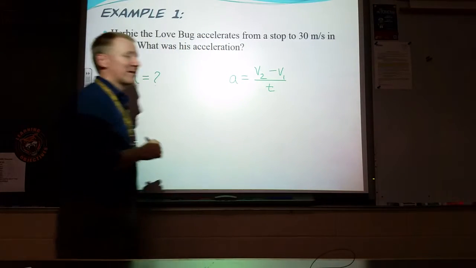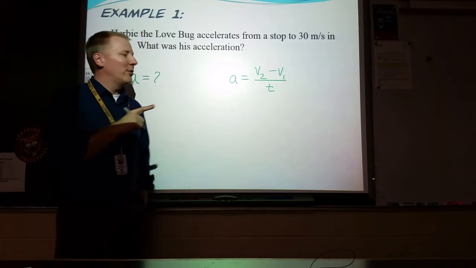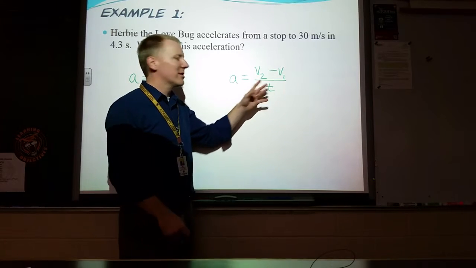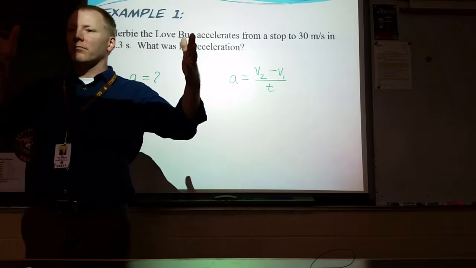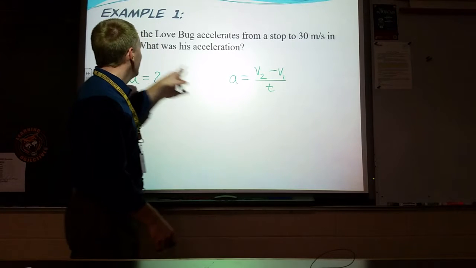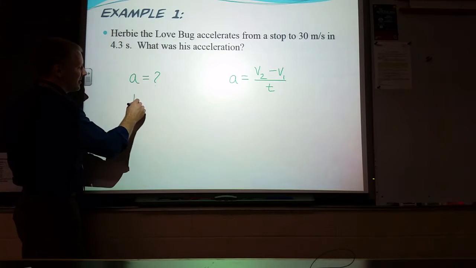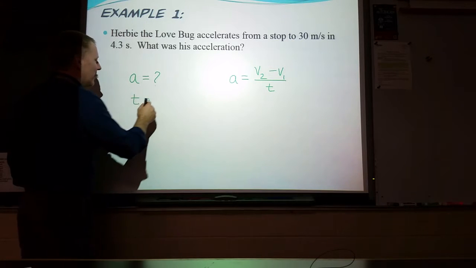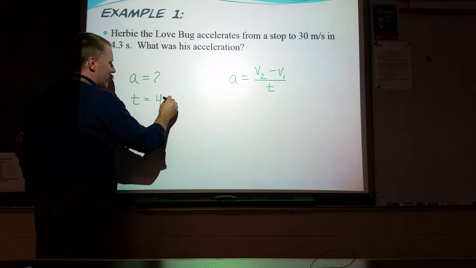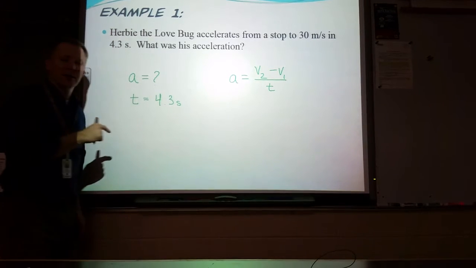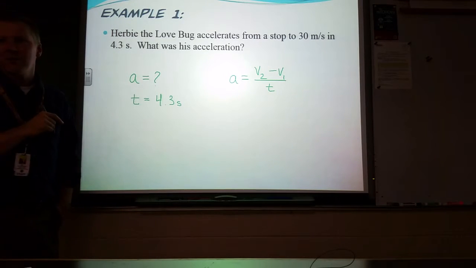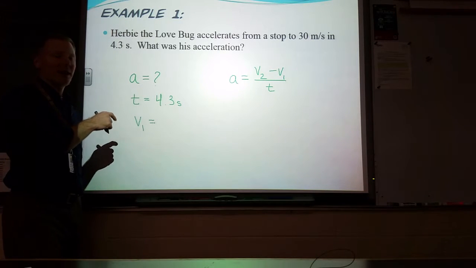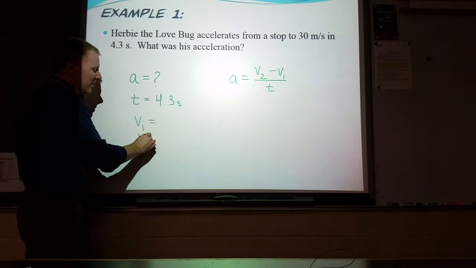Now, importantly, we have two velocities, V1 and V2, and then a time here. Consider this like a window of time that is T long, in this case, 4.3 seconds. V1 is always the speed, or the velocity, really, at the beginning of our time. So as the stopwatch starts, V1 is our speed. V2 is the speed at the end of this time. We have to keep those straight.